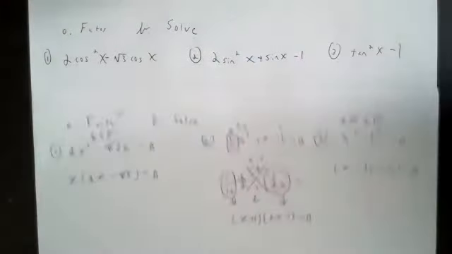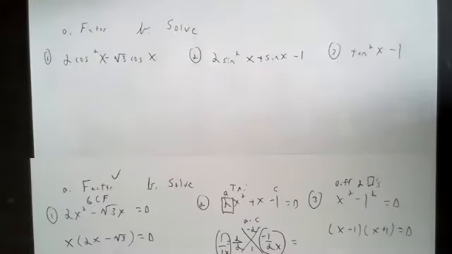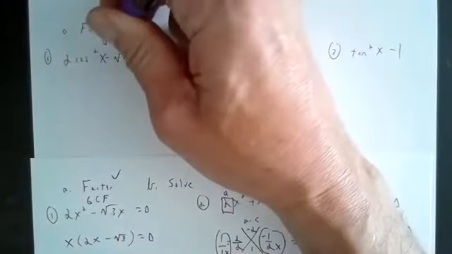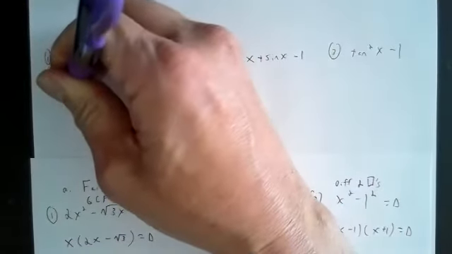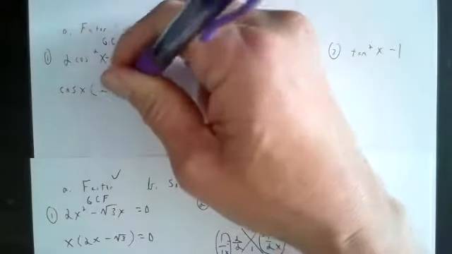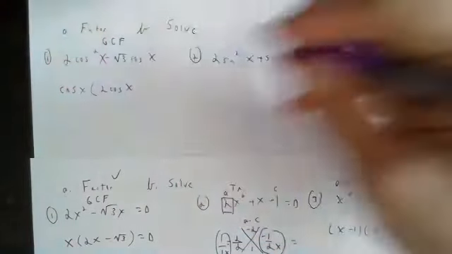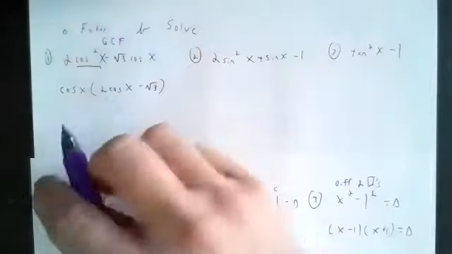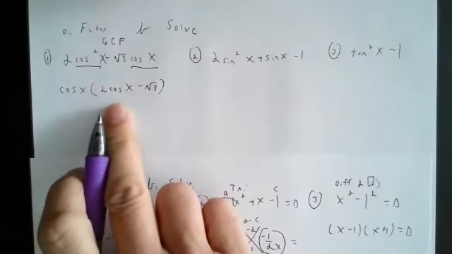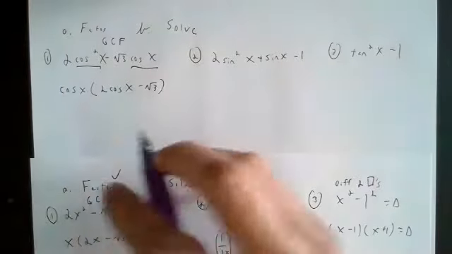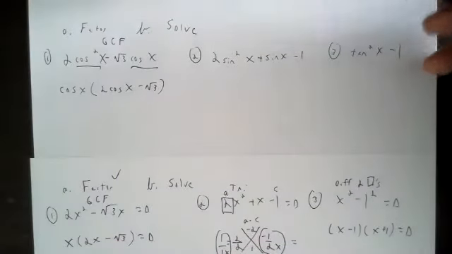These trig functions can also all be factored in the same way. This can have a GCF of just the cosine x. So you could factor a cosine x out of everything, and if you do, you'd be left with 2 cosine x minus root 3. Because there's 2 cosine x's there, and there's 1 here. So the 1 factors out, and if there's 2, 1 gets left behind. And that is factored using GCF.